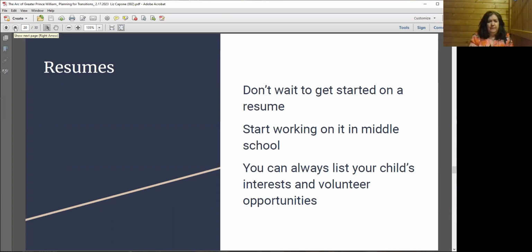Every single thing. It doesn't have to be paid experience to go on a resume, because people aren't expecting a 15-year-old to have 6 paid jobs. So definitely be creative. Think of those traits, think of those experiences, and give your child credit for those.